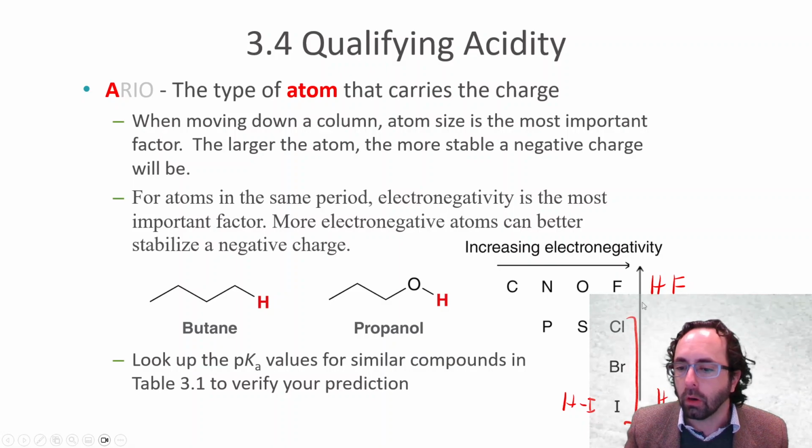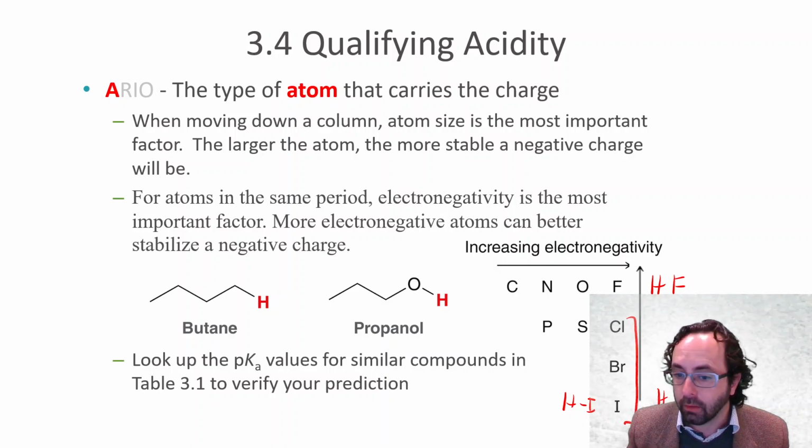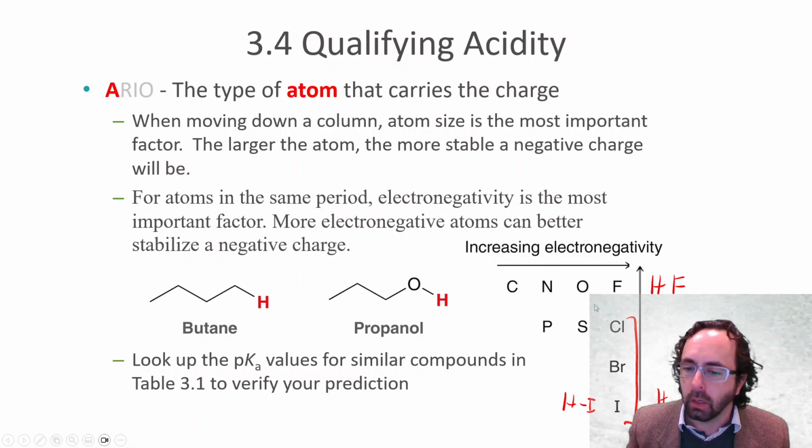For atoms, as you go across the periodic table, the more electronegative the atom, the stronger the acid will be. And that's because an electronegative atom can hold on to its electrons better than one that is not as electronegative. And I know that when it goes vertically, size matters more. But when you go horizontally, the sizes are much closer to one another. They don't differ as much. So it's the electronegativity that matters.